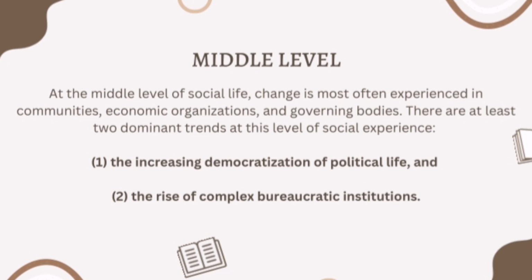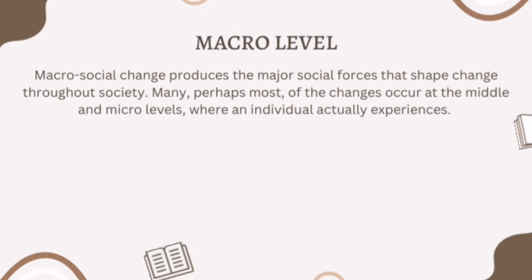At the middle level of social life, change is most often experienced in communities, economic organization, and governing bodies. There are at least two dominant trends at this level of social experience. The first one is the increasing democratization of political life, and the second one is the rise of complex bureaucratic institutions. Last one is the macro level.